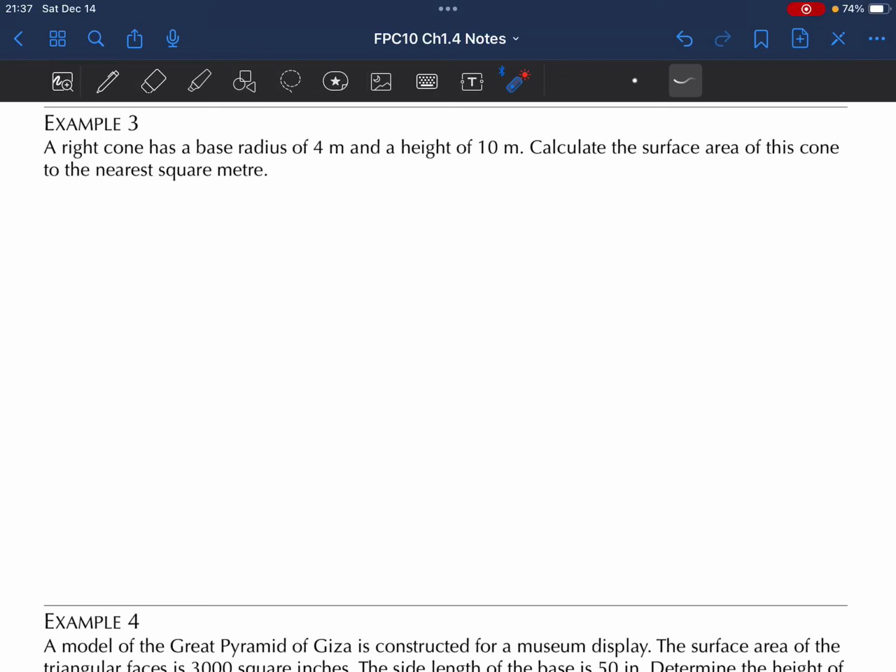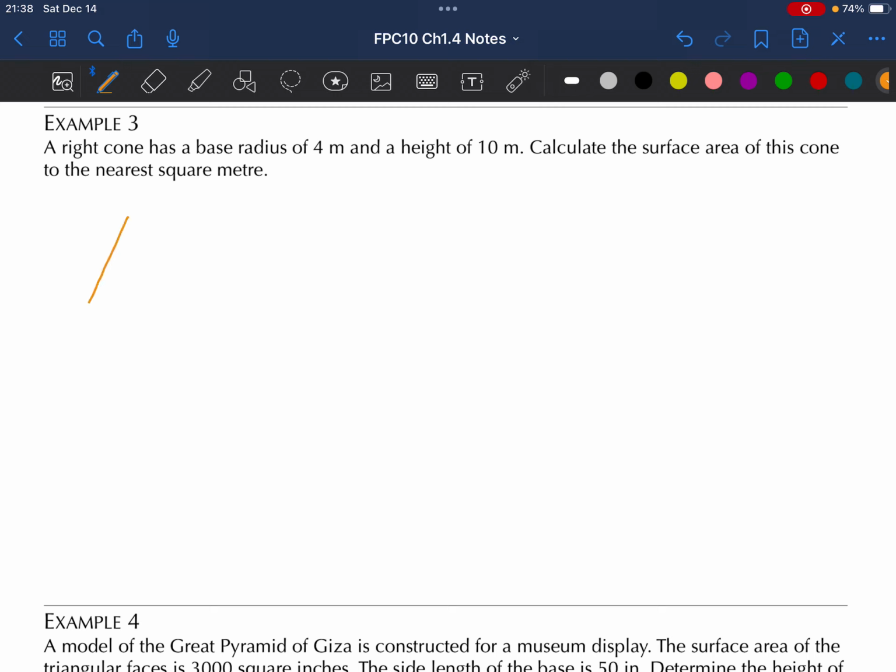All right, let's continue on with example number 3. A right cone has a base radius of 4 meters and a height of 10 meters. Again, if it does not say slant height, it means the perpendicular height. Calculate the surface area of the cone to the nearest square meters.